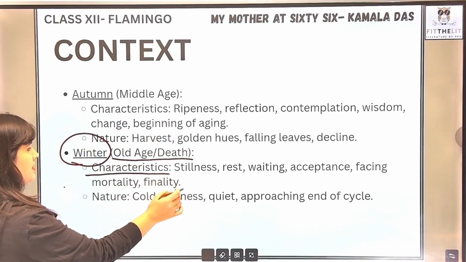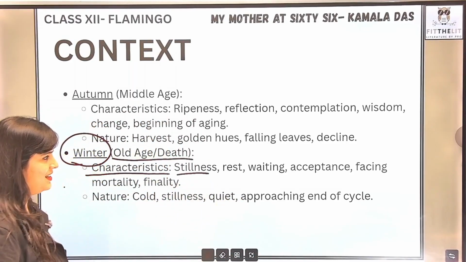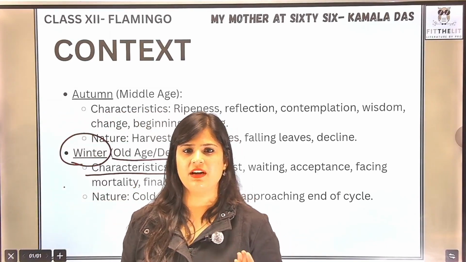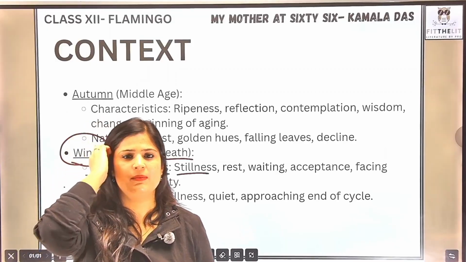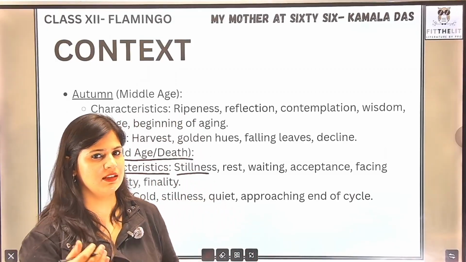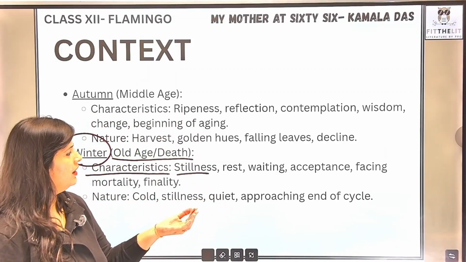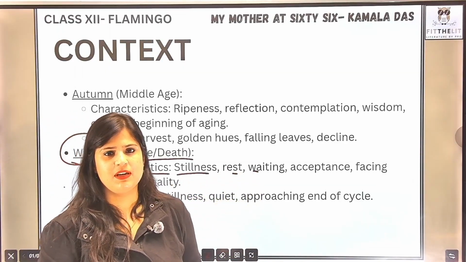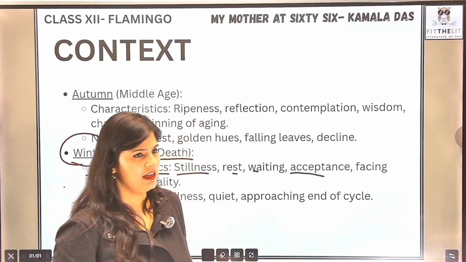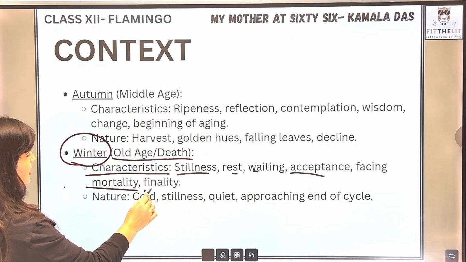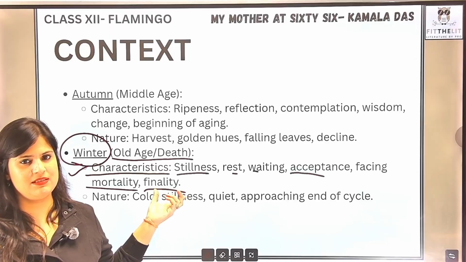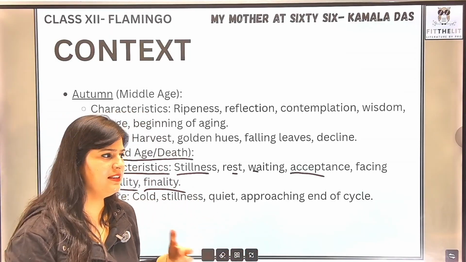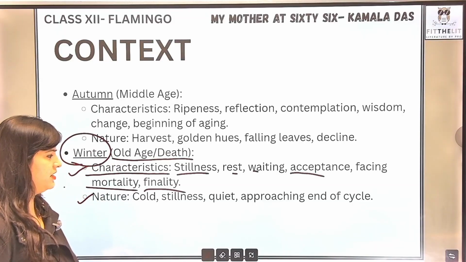What are the characteristics? That the person becomes really still, the person does not move. Of course, old age में आप देखेंगे अपने ग्रैंड पेरेंट्स को भी, दे डोंट प्रेफर टू मूव दैट मच, तो वो घूमने वगैरह नहीं जाते हैं एज कंपेयर टू योर पेरेंट्स और यू. And then they like to rest, they like to wait, they have accepted their life as they have lived it. Then facing mortality and finality. These are the characteristics that humans have during the old age, and similar characteristics are there in nature as well.